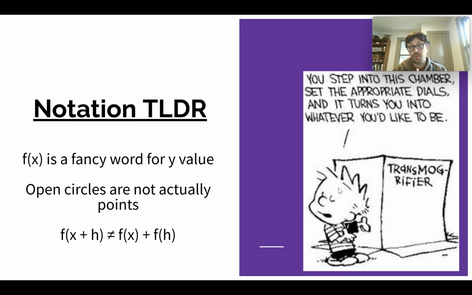So that's it for our notation. A reminder that f of x is a fancy way of talking about what the output is, what that y value is. If you see any open circles on the graph, remember that we're just approaching that value. We never quite reach it. And I also want you to remember, we can't just distribute this function operation. We want to put all of that x plus h wherever that x value was in the function.